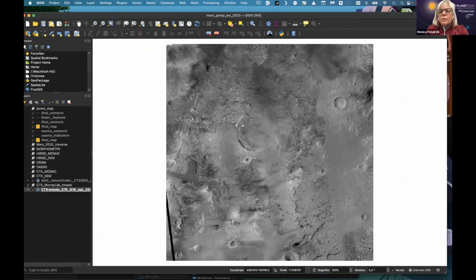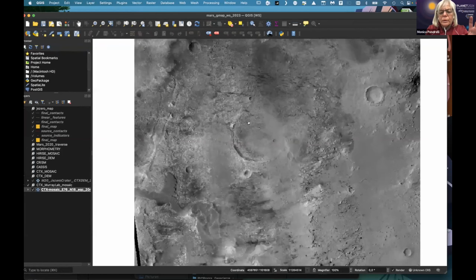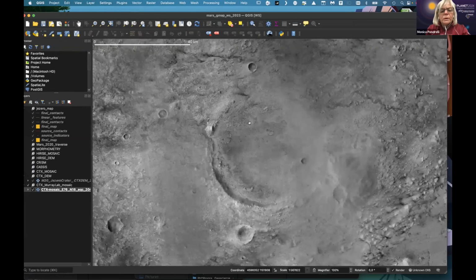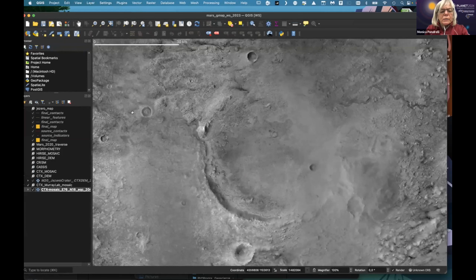To start with, this is the CTX mosaic, which serves to give you an idea of the context. You can see from here the valley which is entering the J0 and the one exiting. So these are the main physiographic parameters that started to interest people about this crater.